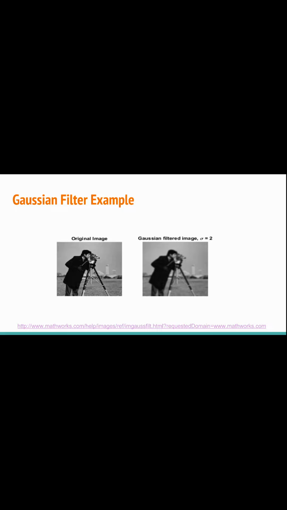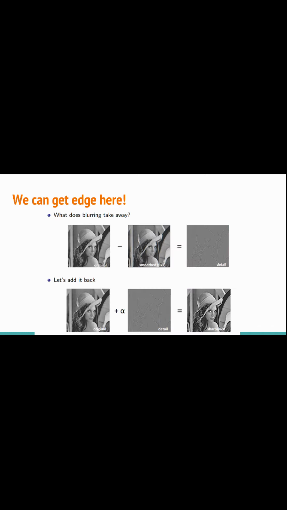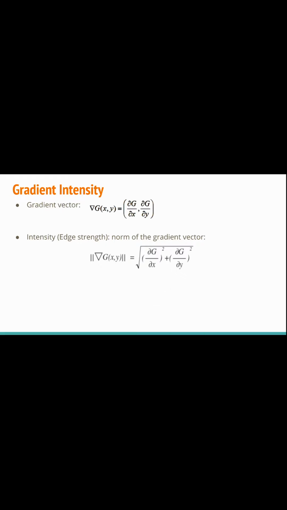So the Gaussian filter is smoothing the image. Like the original image, we can smooth it into a very vague image. Why? For the Gaussian filter, there's a funny thing: we can get the edge here. If we take the original graph and remove the smooth graph, the result will be kind of like the edge. And if we add that result back, we can actually sharpen the image. But that's not the Canny edge detection tool, so we'll talk about what gradient intensity is.